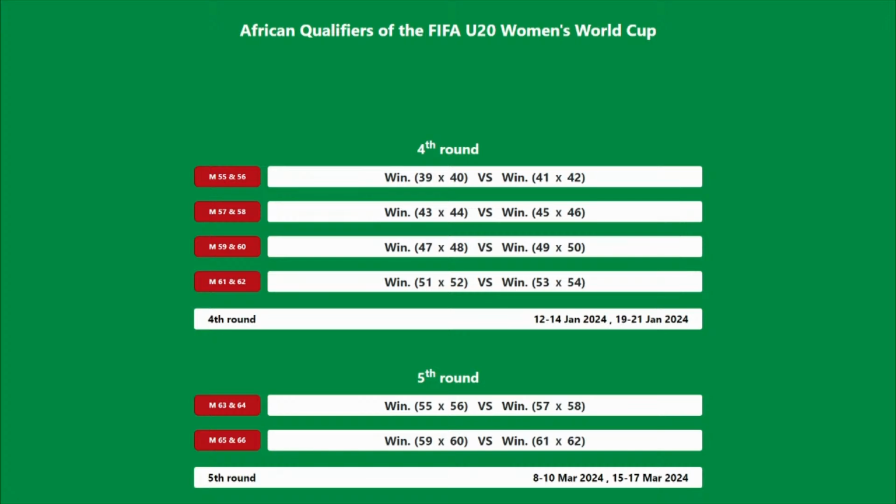And finally, the fifth round and the last round will have the 4 last teams playing against each other, and the 2 winners will qualify to the Under 20 Women World Cup. This round, the fifth round and last round, will be played from 8 to 10 March and 15 to 17 March 2024. This concludes the drawing of lots of the Under 20 Women's World Cup.